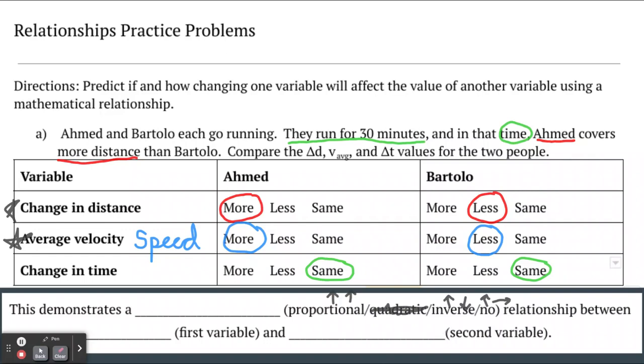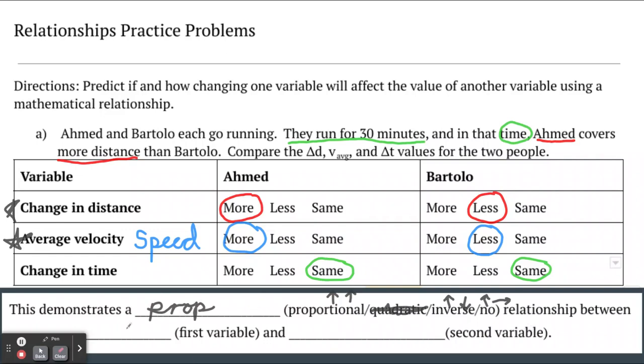So I'd like for you to think about what is different here. We were told that Ahmed covers more distance than Bartolo. We see more and more. That tells me they're both doing the same thing. It must be a proportional relationship. Proportional. I'm going to let you write that in. It's going to be sloppy on here. Please write in proportional on your notes.